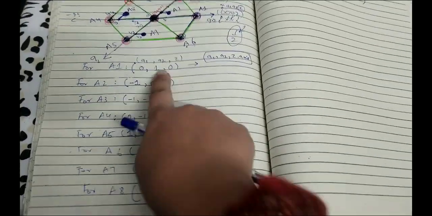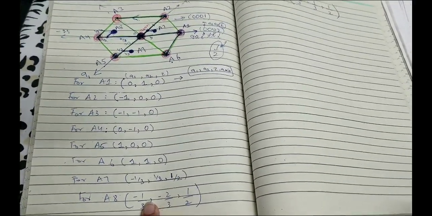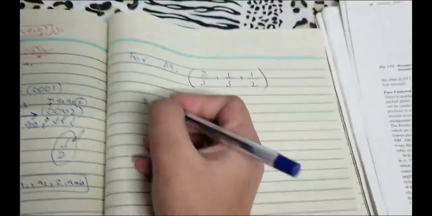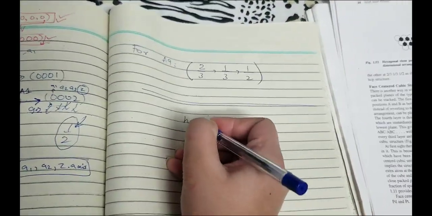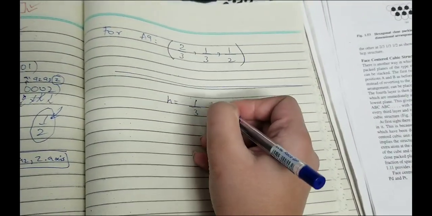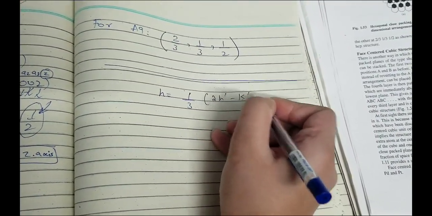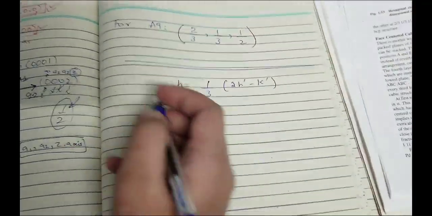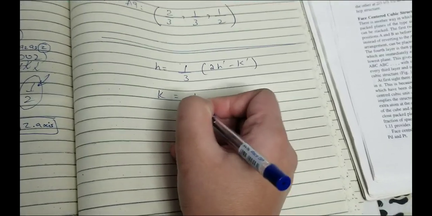Okay, so now we need to convert these 3-digit coordinates into 4-digit coordinates, and the transformation equations that we are going to use are similar to what we derived in problem 1. These equations which we use to convert the 3-digit Miller indices into 4-digit Miller indices are similar.